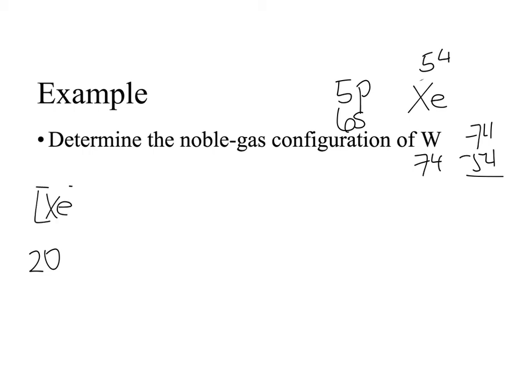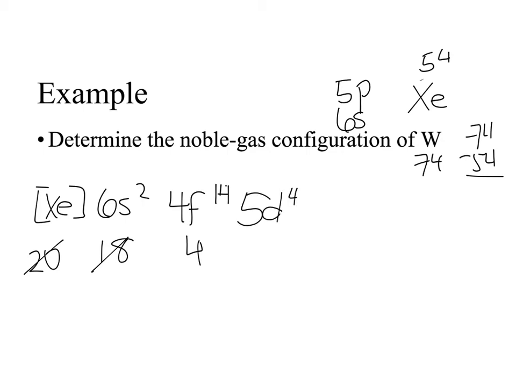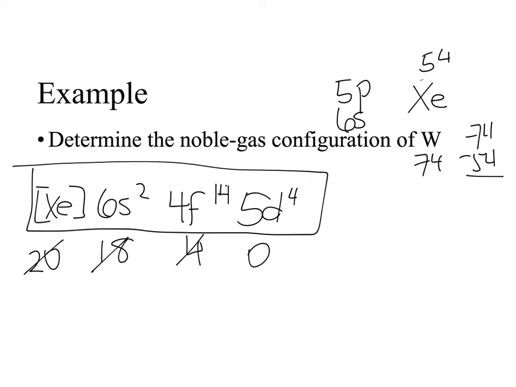So xenon, now we have 6s2, which can hold 2. After 6s comes 4f14, which can hold 14. And then we finish in 5d4 with 4. And that is our noble gas configuration. Saves you a lot of time. Remember though, figure out where you're starting, which is right after 5p, so 6s. Figure out how many electrons you're going to have, and just start placing them. Keep following the chart.